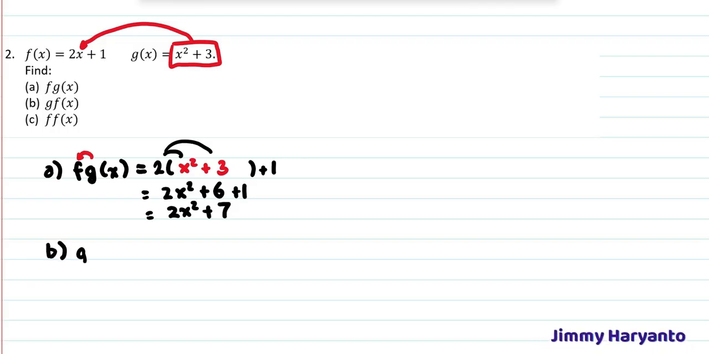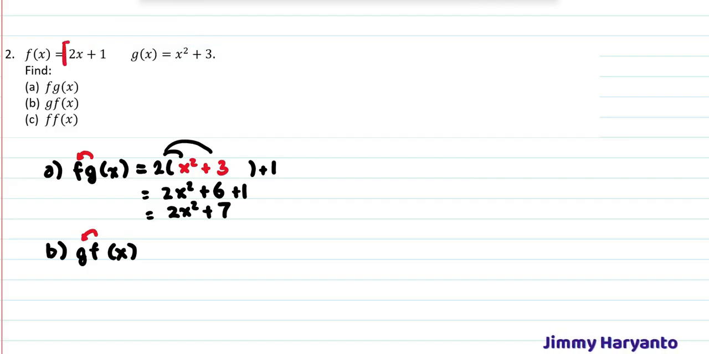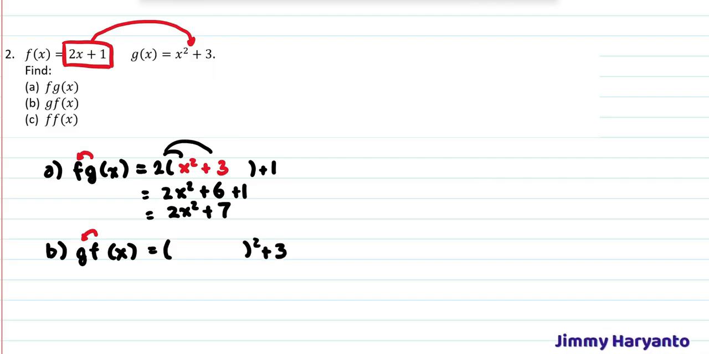How about B? gfx means the first function is f. Input it into g. So right now you have to input this into the g. So you will have x squared plus 3 before, and then you replace the x with 2x plus 1. So this is the rule of gf.